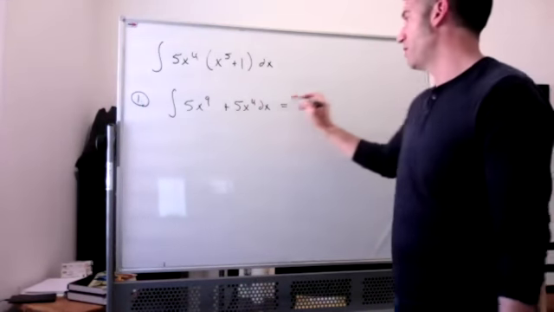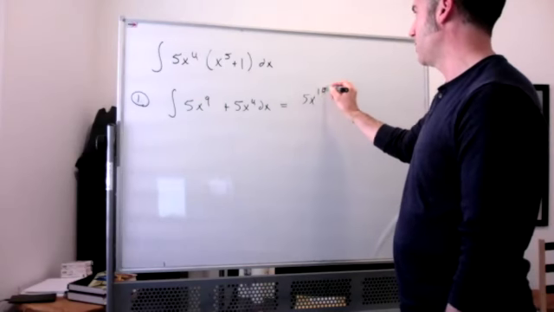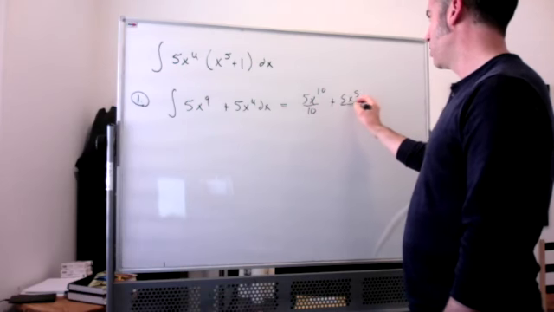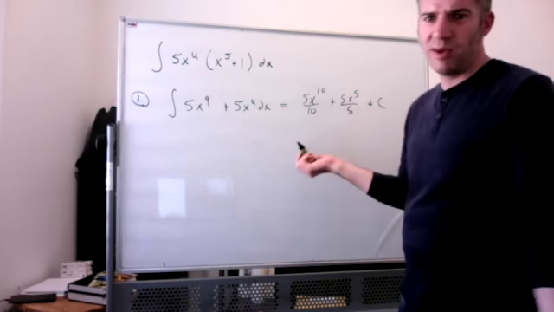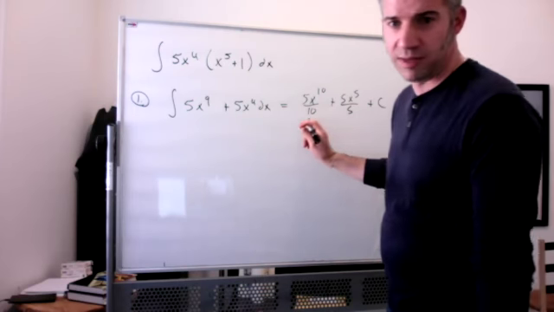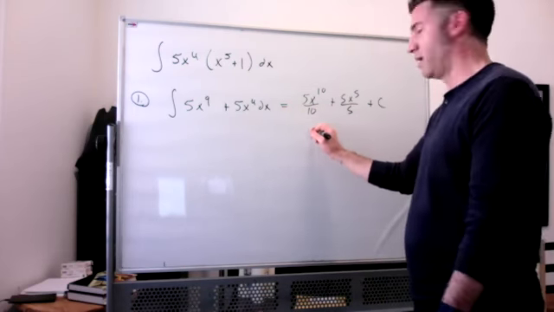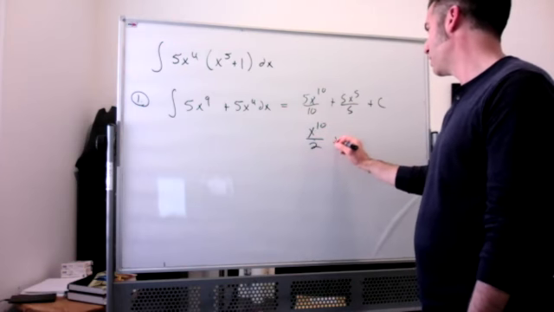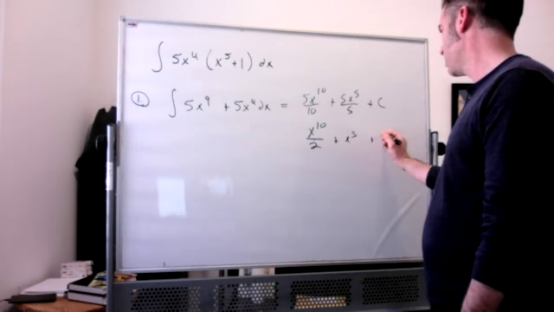So the antiderivative here is 5x to the 10th over 10. And here it's 5x to the 5th over 5 plus c. And we could probably simplify this. It's x to the 10th over 2 plus x to the 5th plus c.